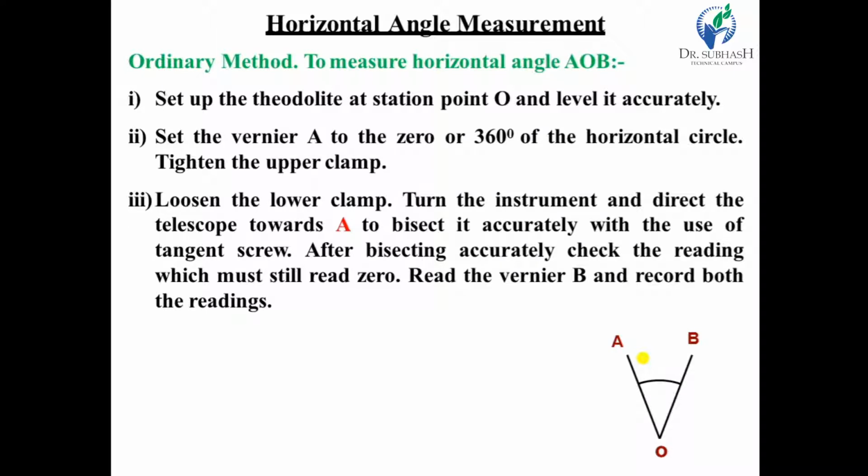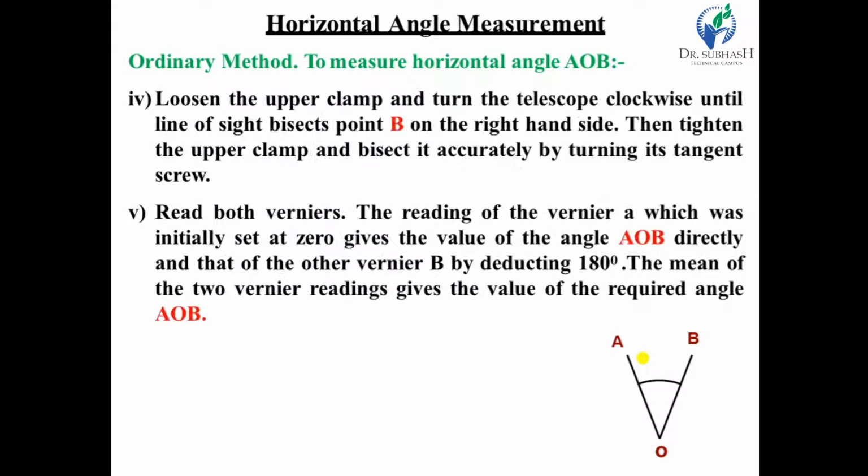First, we have to set up the theodolite at the station point O and level it accurately. Set the vernier A to 0 or 360 degrees of the horizontal circle and tighten the upper screw. After that, loosen the clamp, turn the instrument and direct the telescope towards A to bisect it accurately with the use of the tangent screw. After bisecting accurately, check the reading, which must still read 0. Read the vernier B and record both readings.